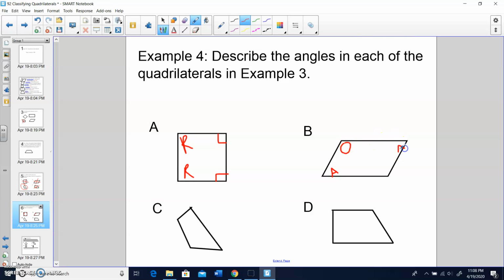Again, acute and obtuse. If I'm looking over at C, obtuse, obtuse, acute, and acute. And then D, well, here we have a right angle and a right angle. And here we have obtuse, and here we have acute.